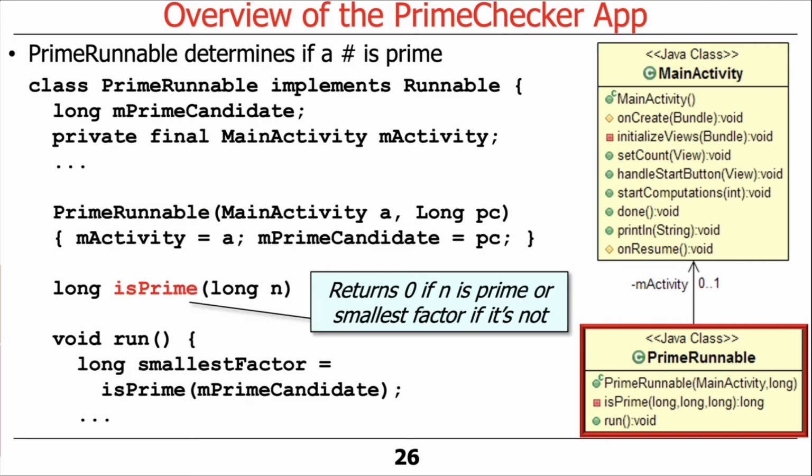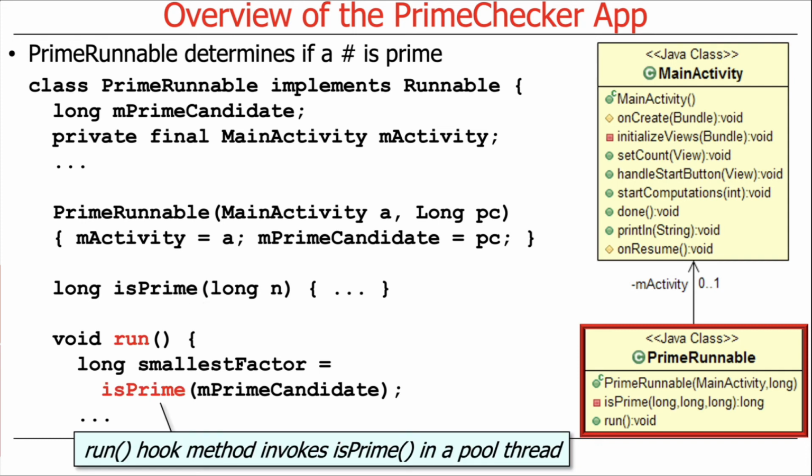Here's that isPrime method we looked at before that does the brute force computation to see if the number's prime or get its smallest factor if it's not. And then finally, here's the run method. This is what gets called back in a thread in the ThreadPool, right? So when it's ready for this PrimeRunnable instance to be executed by the executor framework, the run method will get called back, and it's going to call the isPrime method on the prime candidate and return the smallest factor, and it'll print out the results.